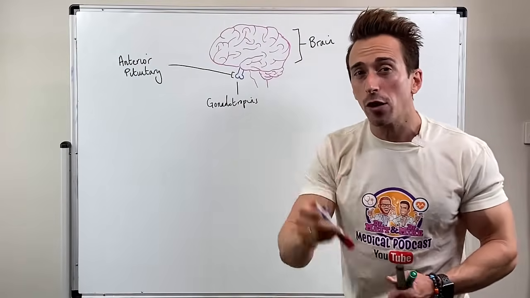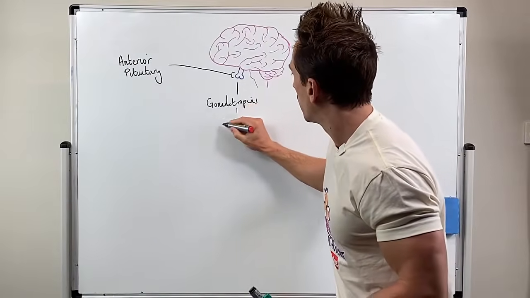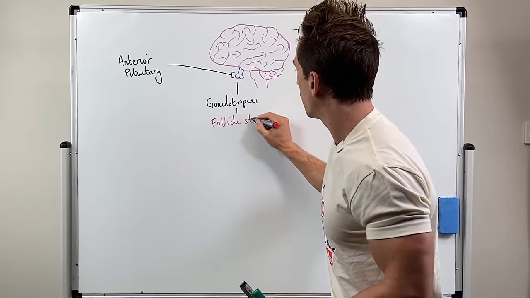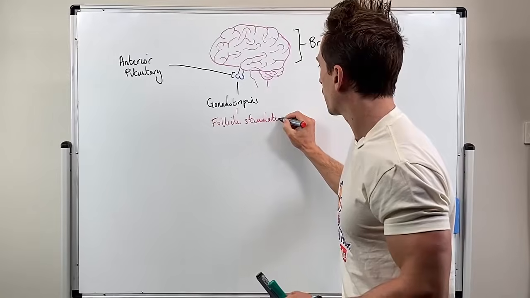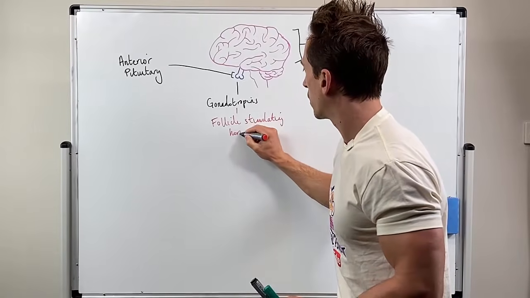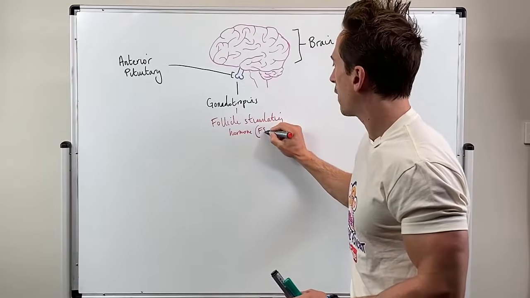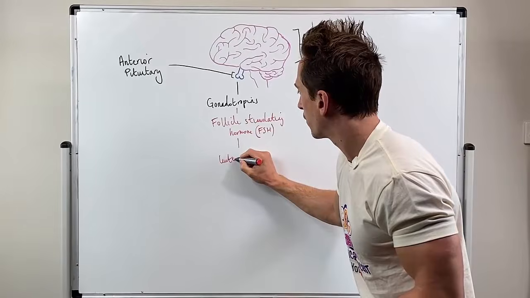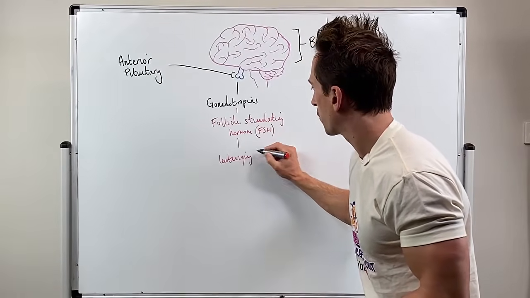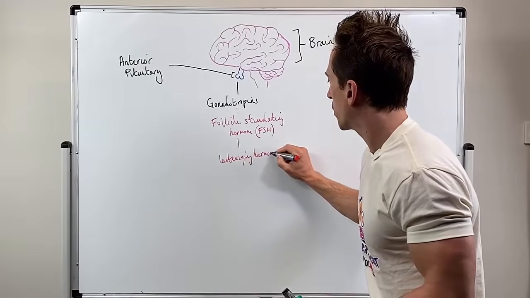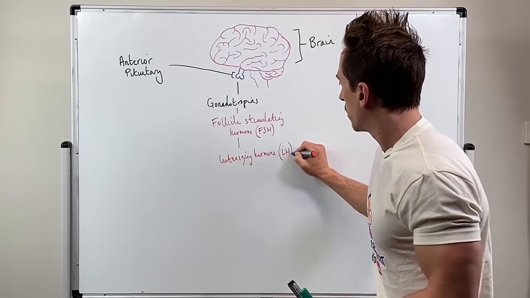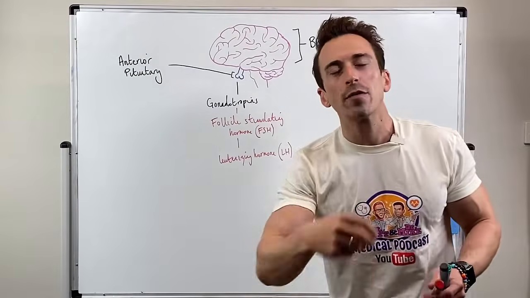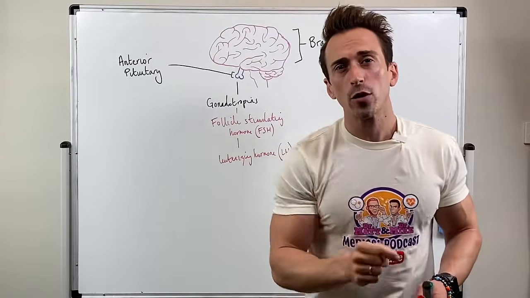The gonadotropins are follicle stimulating hormone, also known as FSH, and luteinizing hormone, also known as LH. Now, these two gonadotropins, follicle stimulating hormone and luteinizing hormone, are named after what they do in the female reproductive system. So let's focus on that one first.